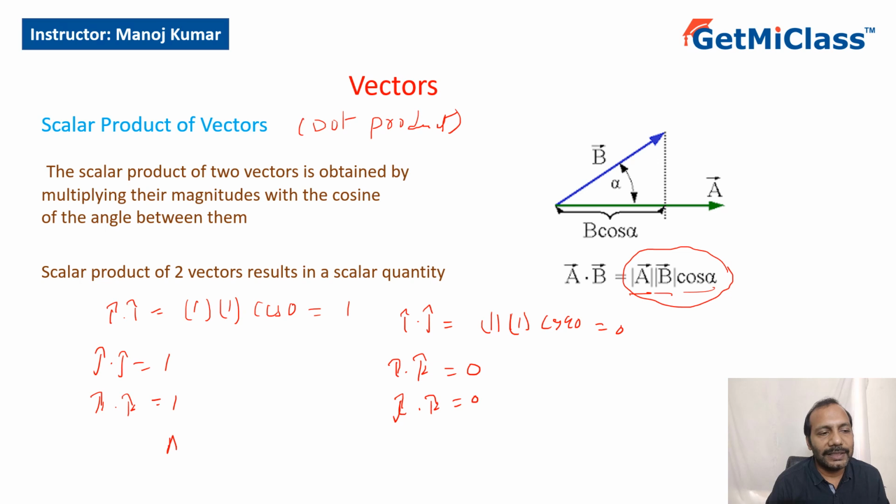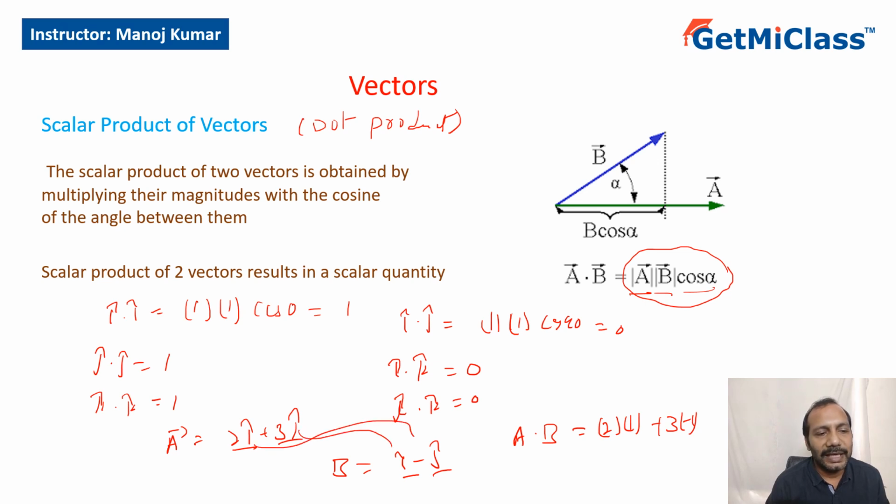So if I have a vector A something like 2i plus 3j and vector B something like i minus j, then A dot B would be equal to 2i into i, that is 2 into 1, plus 3j into minus j, that is 3 into minus 1. I don't have to bother about other quantities because i into j is 0 and j into i is 0. So what is the answer? 2 minus 3, that is minus 1, which is a scalar quantity. So in this way we find scalar product of two vectors.